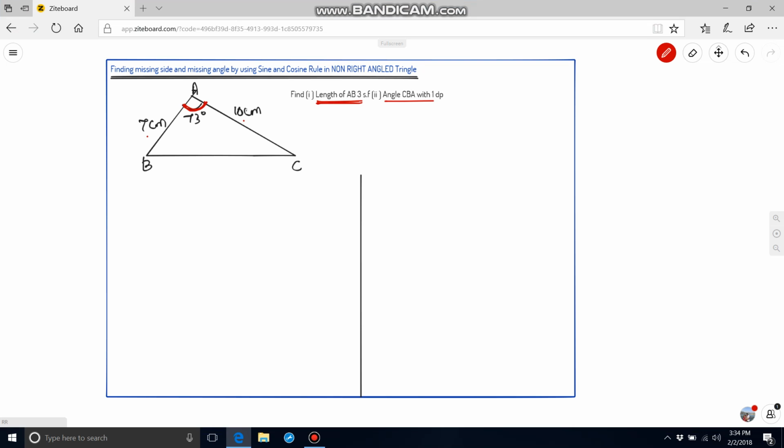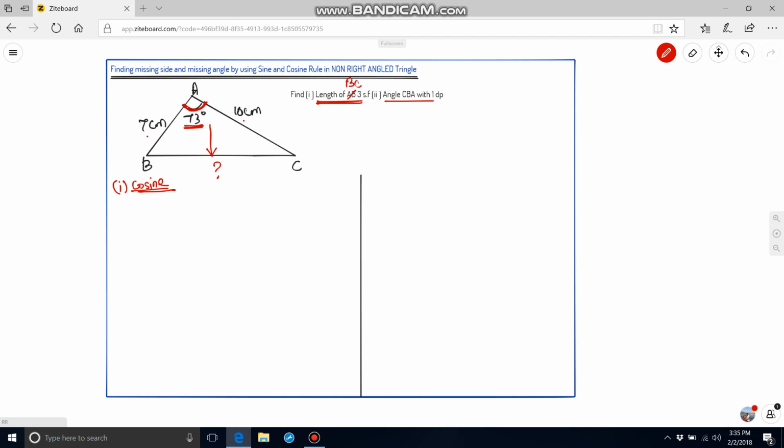Length of BC is here, and BC's opposite angle is given as 73 degrees. One angle we have. One angle means here we can use the cosine rule. For the first problem we have to use the cosine rule. What is the cosine rule? Either you can use the formula or you can directly start from this angle's opposite side.